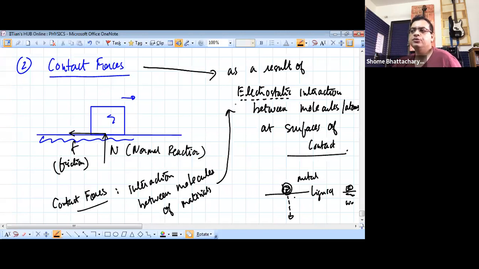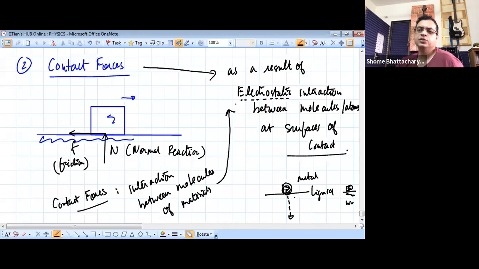So again, where does the force due to pressure come from? It's because the water molecules are pressing against the wood molecules, applying a sort of interactive force. So again, that is coming because of the nature of intermolecular interaction, and that is nothing but electrostatic in nature.